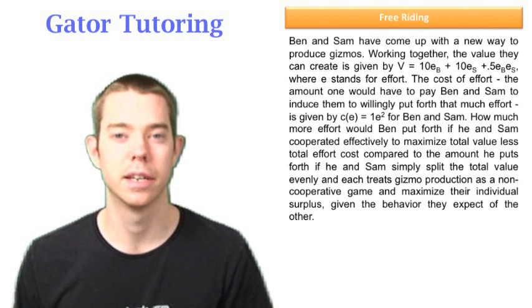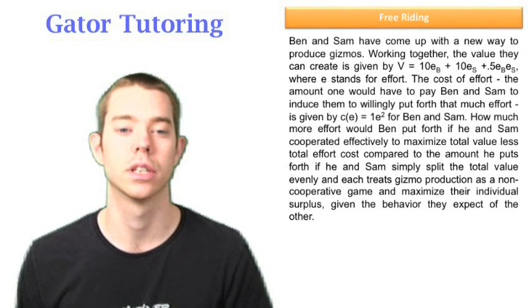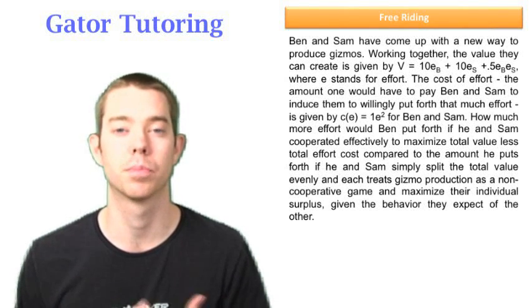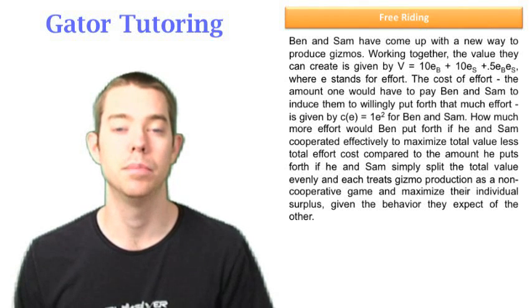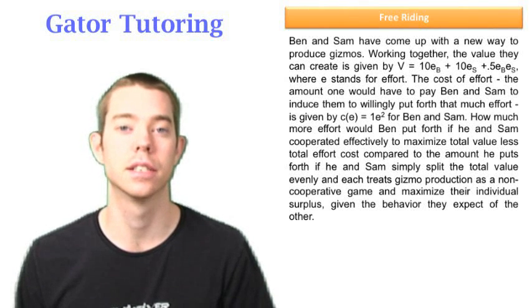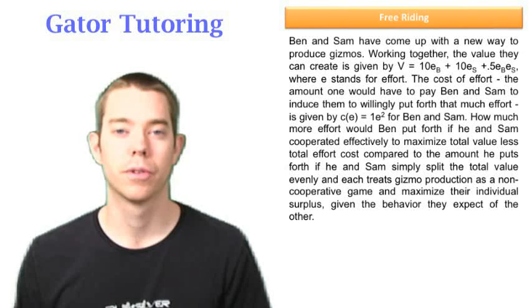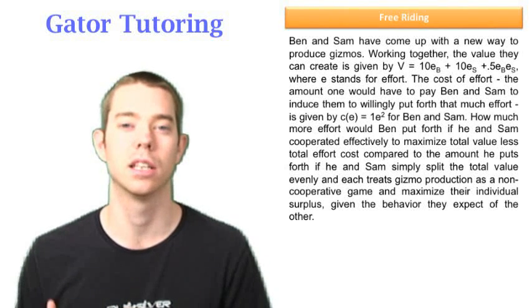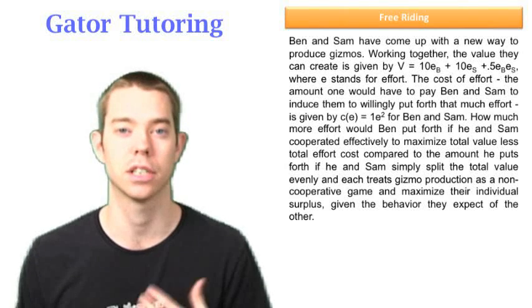It tells us about Ben and Sam, and they're working together to produce gizmos, and it tells us they can create some value based on the level of effort each person puts forth. So EB is Ben's effort, and ES is Sam's effort. Well, the first thing to know is EB, let's say it was 6. Well, that 6 doesn't mean anything by itself. That means that Ben's putting forth 6 units of effort.